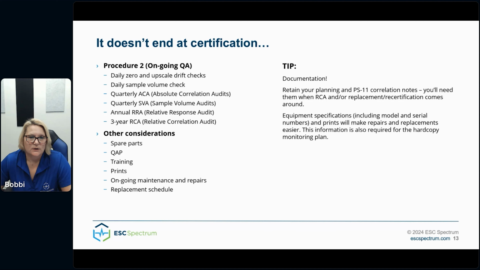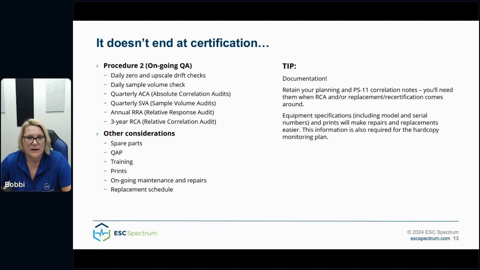Next are the quarterly SVA, which is a sample volume audit. This is the quarterly check on the sample volume when sample is used to calculate PM concentration. Once again, these will be required for beta attenuation monitors and not the light scatter monitors.